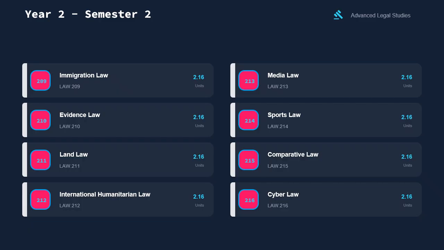4.3 Learning outcomes and competency benchmarks. By completing media law, students should be able to navigate First Amendment and defamation standards. Advise on broadcasting and digital regulation. Handle access to information requests. Address contemporary issues, disinformation, AI.